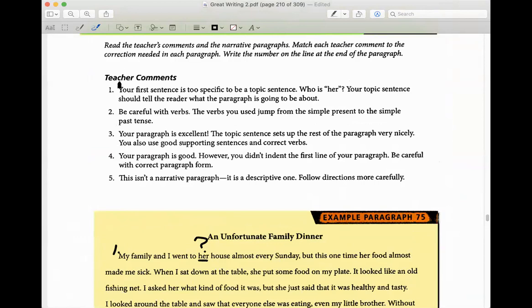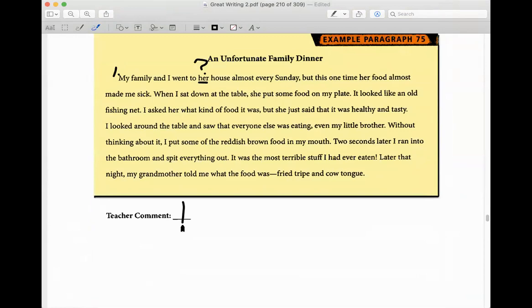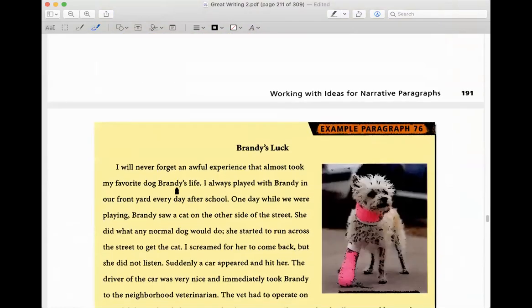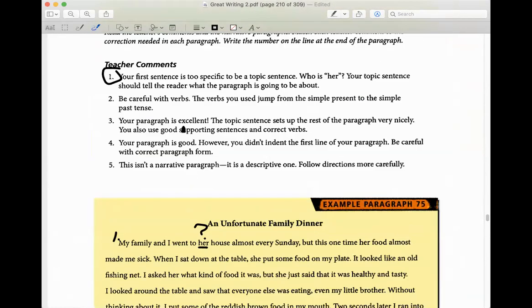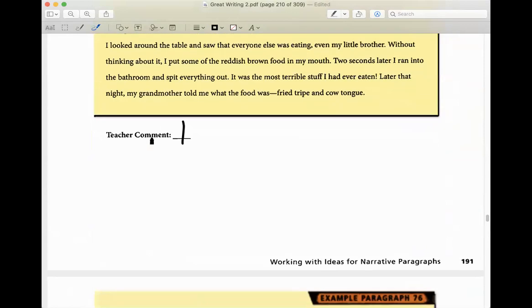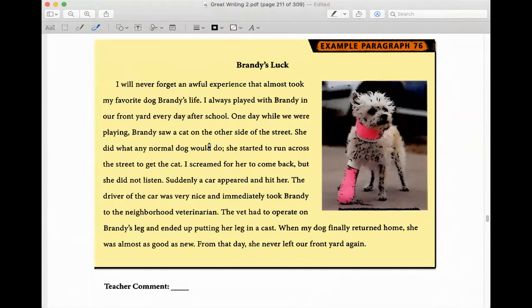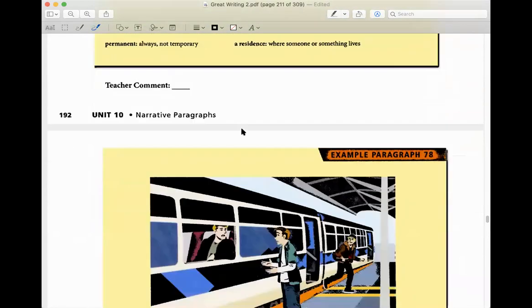And so for this one, it's number one. I would just put that right here, right? Number one. You're gonna need to read this one and go back up here and look and see, okay, which of these comments goes with this paragraph, okay? And then do the same for the others.